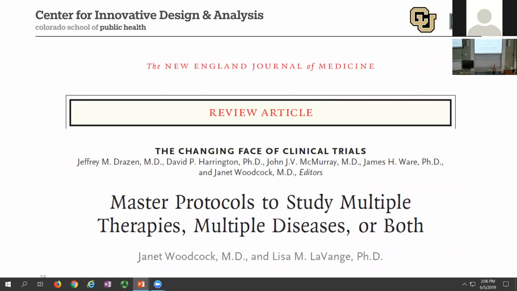For our motivation here, there's this really nice New England Journal of Medicine review article by Drs. Woodcock and LaVange, who look at this idea where their title really nicely summarizes what a master protocol broadly is, which is something that can study multiple therapies, multiple diseases, or potentially both of those things within a single trial design.